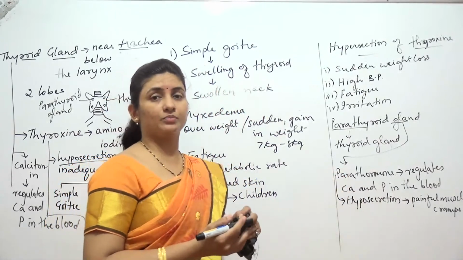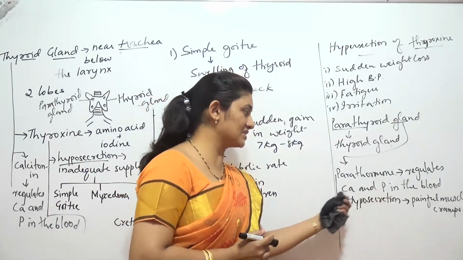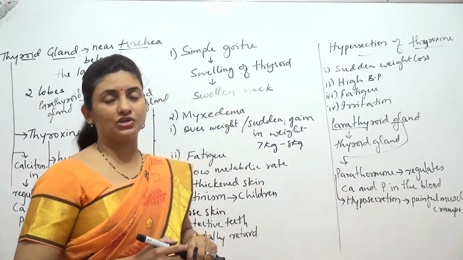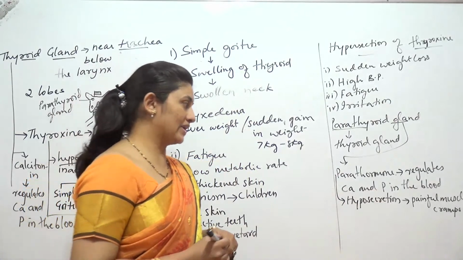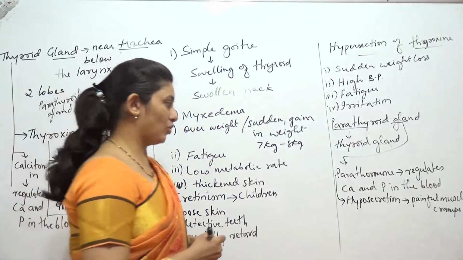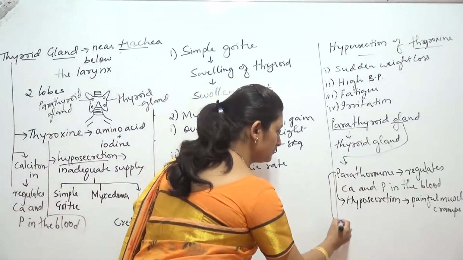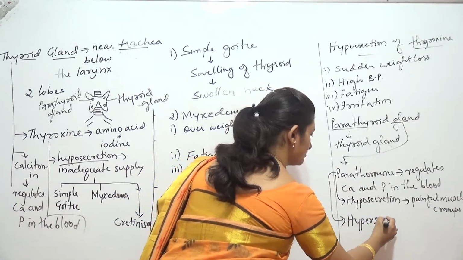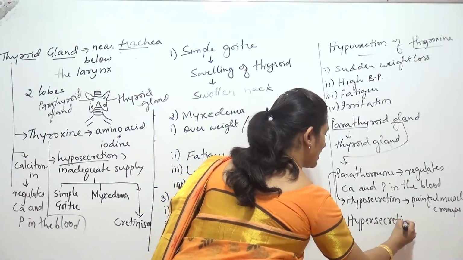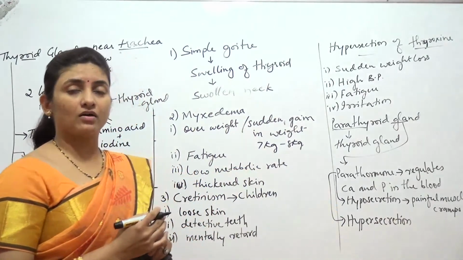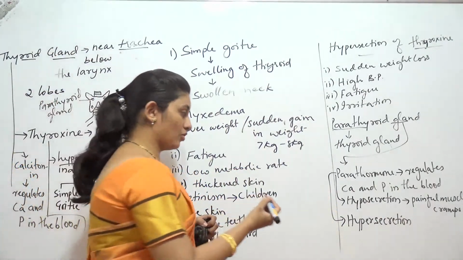If frequent, painful muscle cramps are seen, it means that the secretion of the parathormone into the body is in inadequate supply. What will happen if its secretion is more into the body? Say hypersecretion of the parathormone. What does it do if more amount of parathormone is secreted into the body?